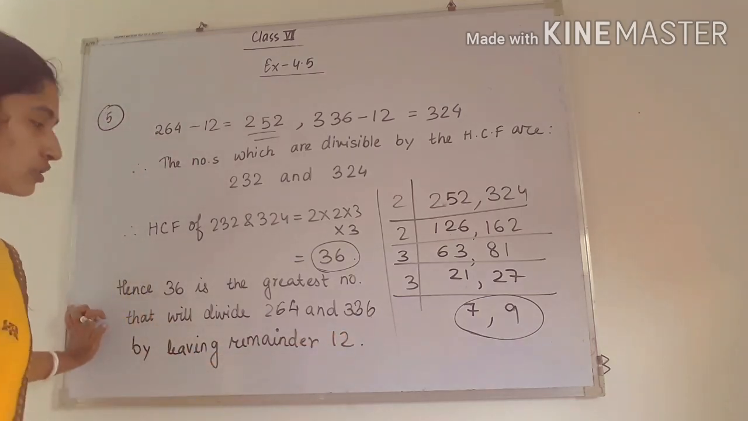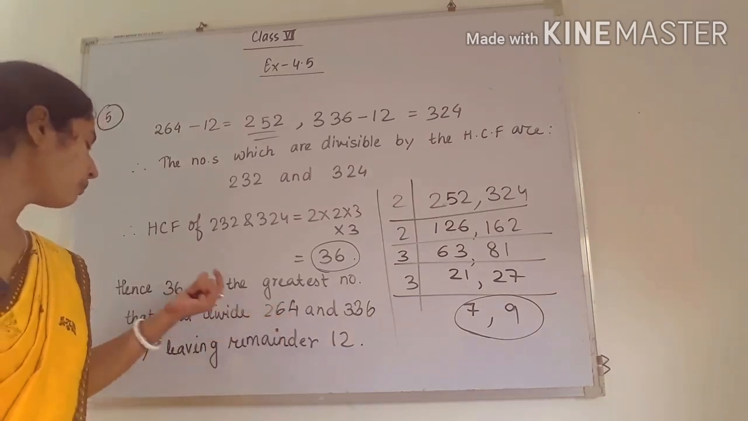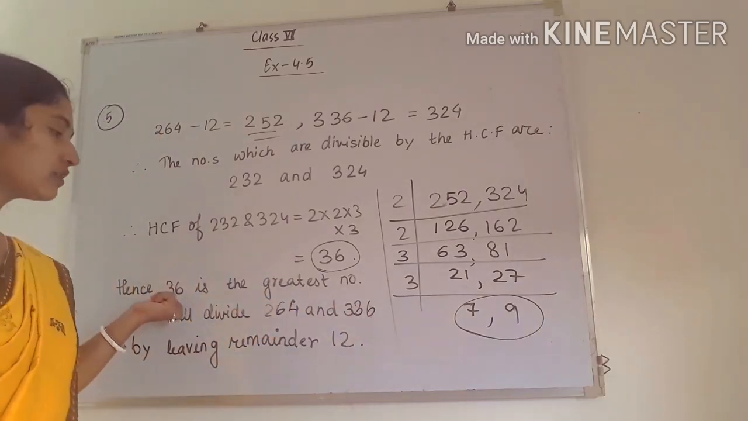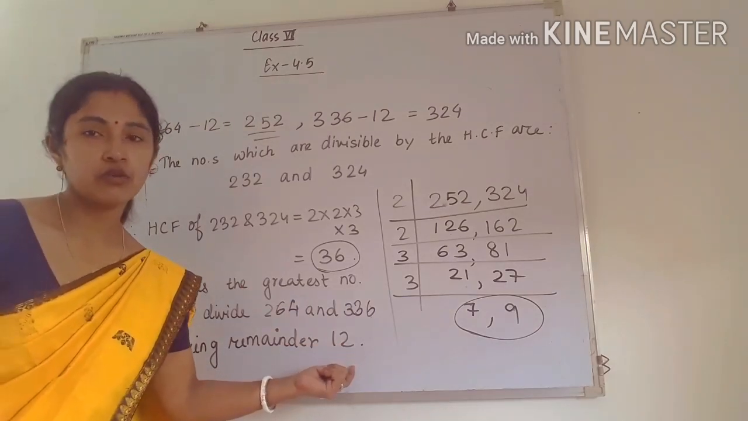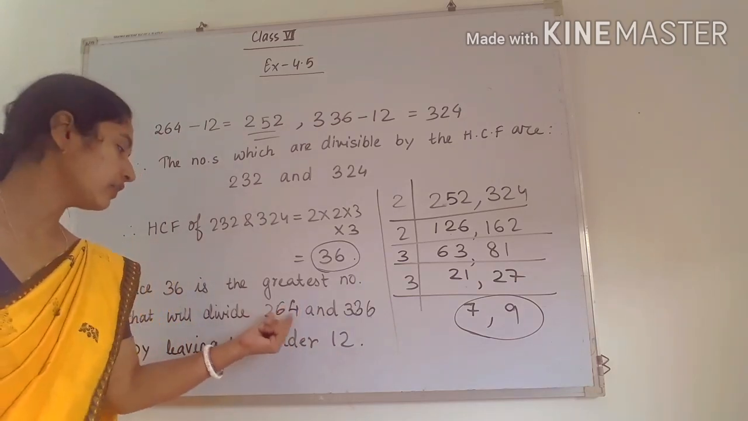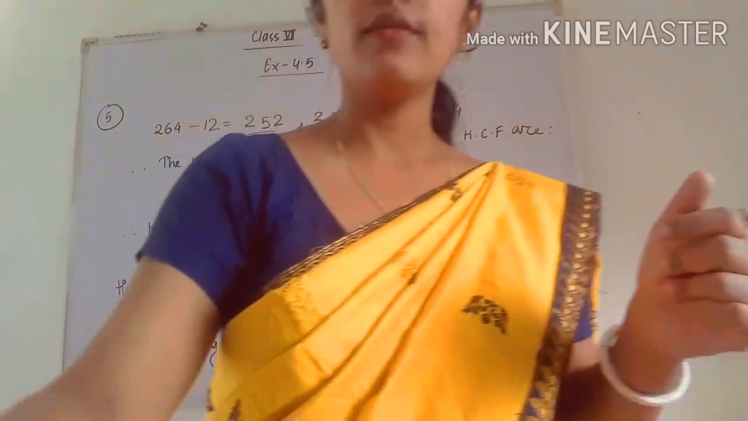So in both the cases the remainder is same. You can also check whether this is correct or not by dividing 264 by 36, or you can divide 336 by 36 and you get the remainder as 12 in both the cases. So you can check your answer by dividing this number with 36. Okay, so let us go to the next one.